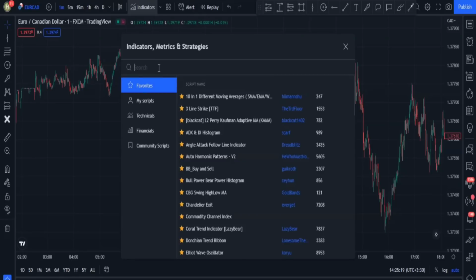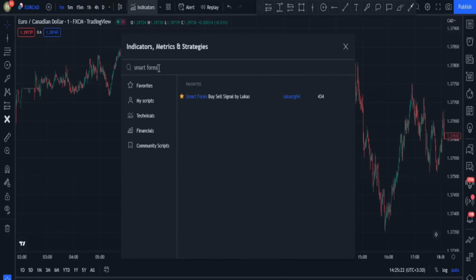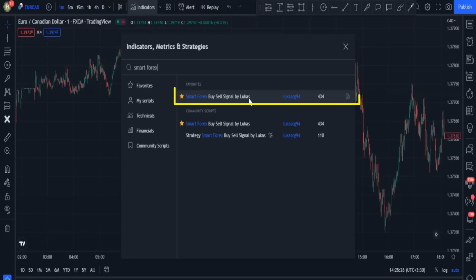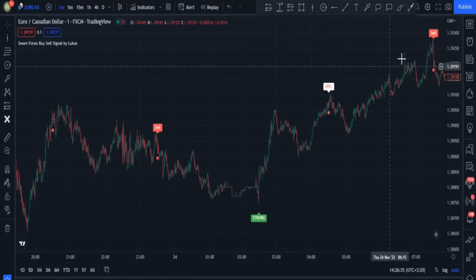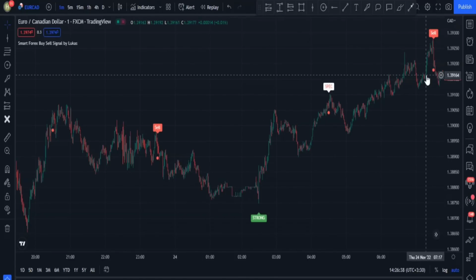So I open the indicators tab and type Smart Forex in the search bar and add this Smart Forex buy sell signal by Lucas to my chart. Smart Forex is a simple buy and sell indicator which, as you can see, gives us accurate signals.